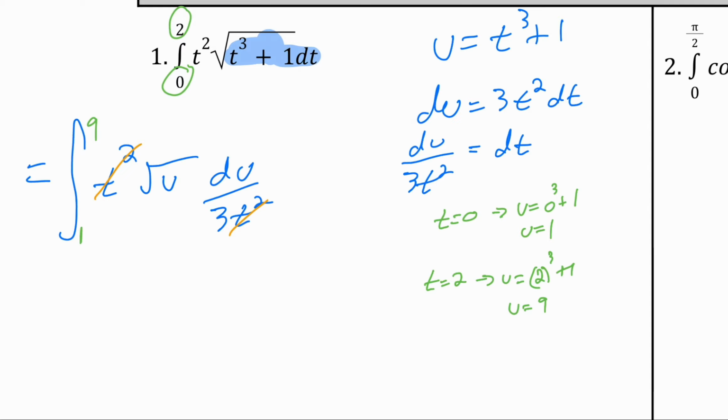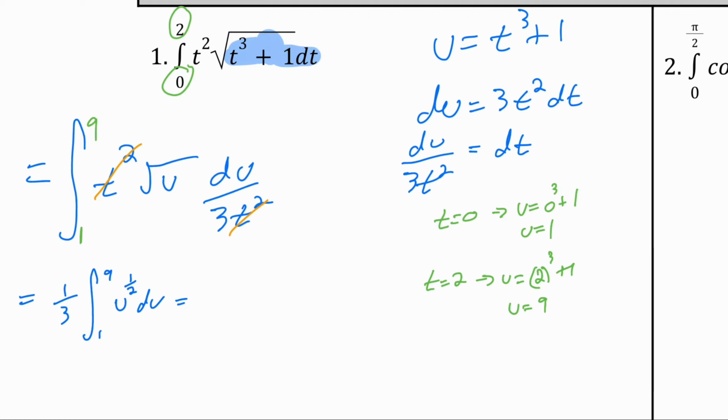We start to rewrite this thing a little bit. We canceled out those t squareds. I'm going to bring that 1/3 to the front. And we need to be able to integrate the square root of u, which needs to be written as u to the 1/2, from 1 to 9, du. Now we could finish this thing out.